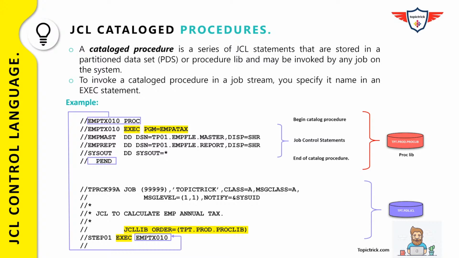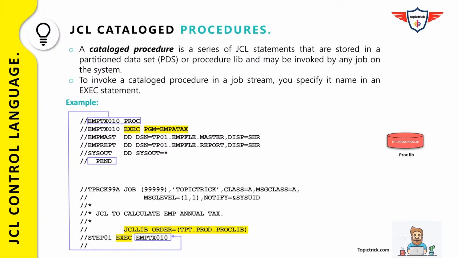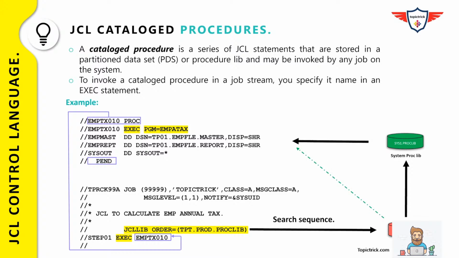Now let's look at the search sequence of this particular example. In this example, because I've specified the JCLLIB, the system by default is going to search for the catalog procedure in my personal PDS, that is TPT.PROD.PROCLIB. And in case the catalog procedure is not present in the private library, then the system will try to retrieve the catalog procedure from the system library, that is SYS1.PROCLIB. Otherwise, it will just retrieve it from the private library and continue the execution of the job.